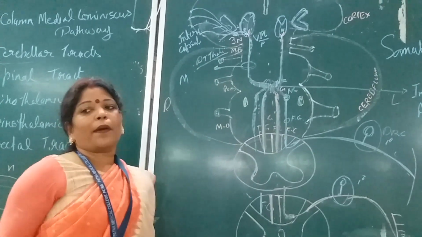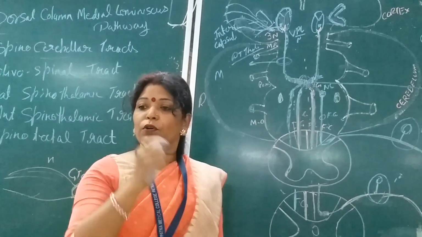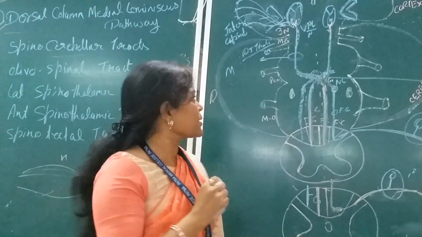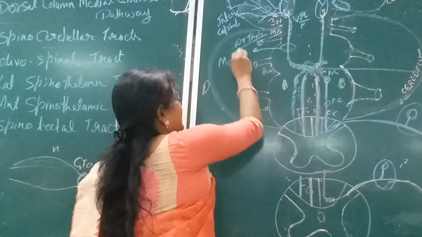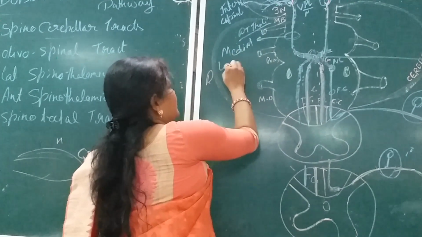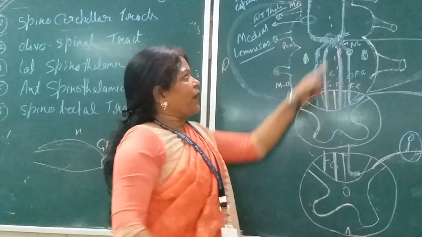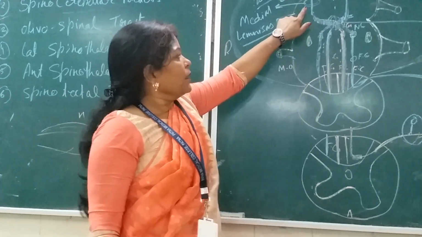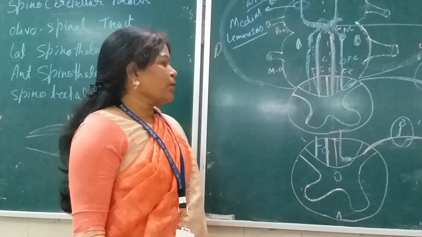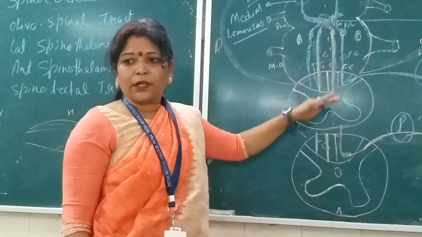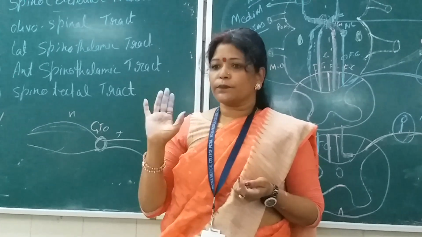There will be so many lemniscus. You have the trigeminal lemniscus, the spinal lemniscus. So please remember these lemniscus and what are the pathways. So this is the medial lemniscus. The very important point from the examination point of view, that is the medial lemniscus. Now again the pattern, the sensation, the whole body from head to toe.